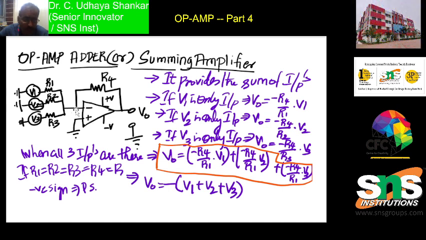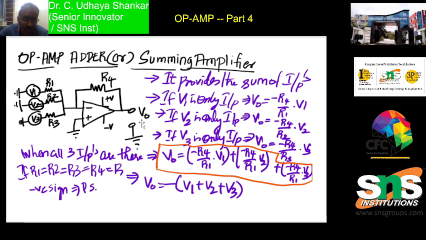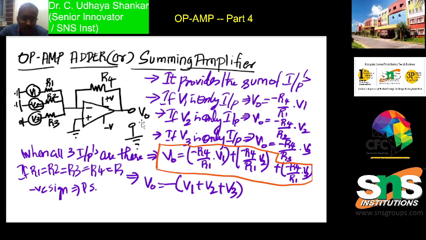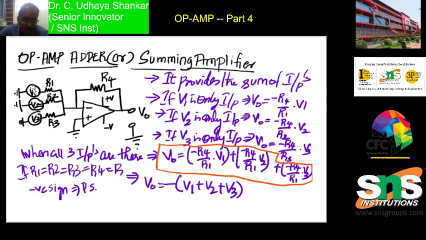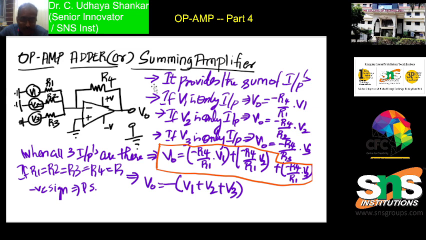Actually, since we are giving the input to the inverting terminal, the output will be inverted. So instead of getting V1 plus V2 plus V3, what we will be getting is minus of the summation, minus (V1 plus V2 plus V3), as the output. Okay, so this is what we are going to get, since we are giving all the input sinusoidal voltages to the inverting input of the op-amp.